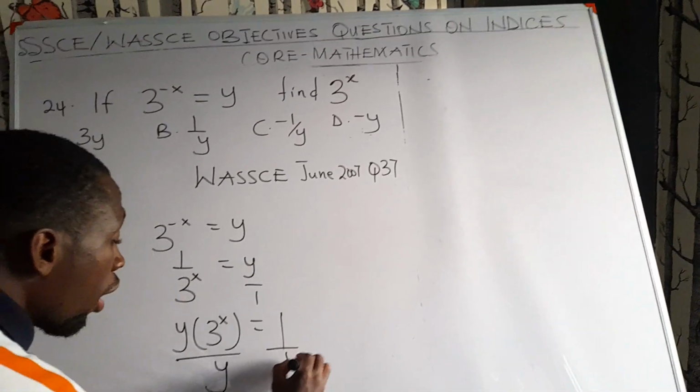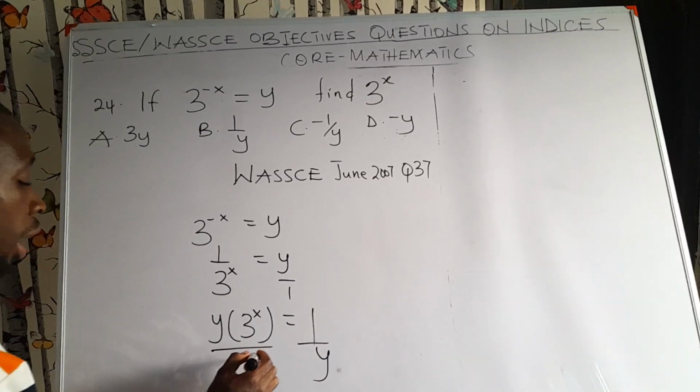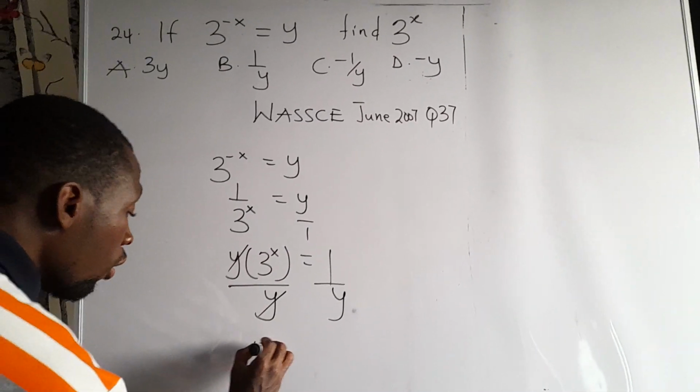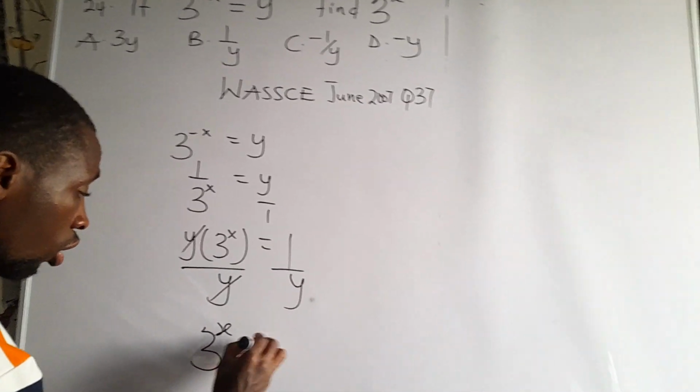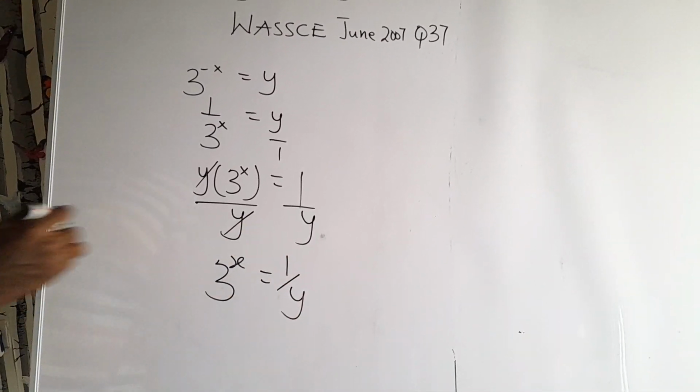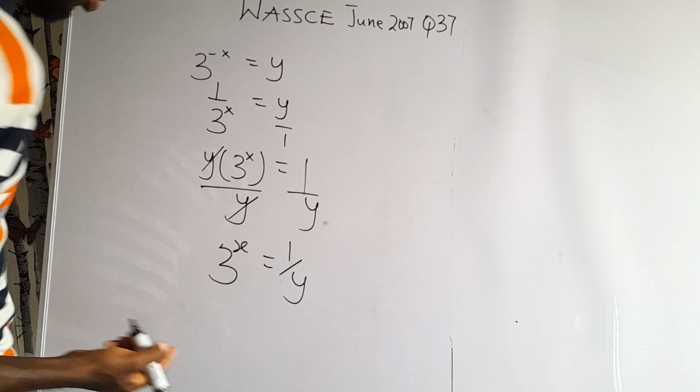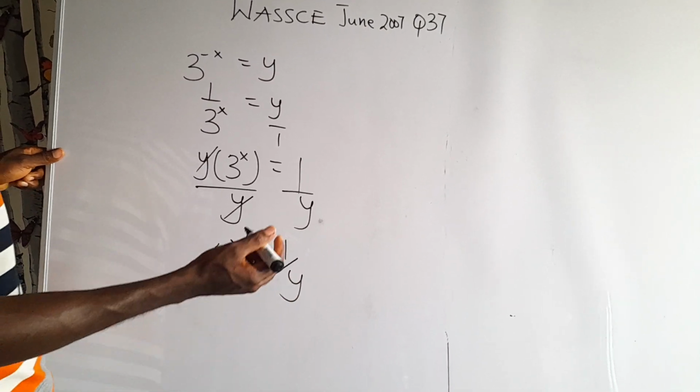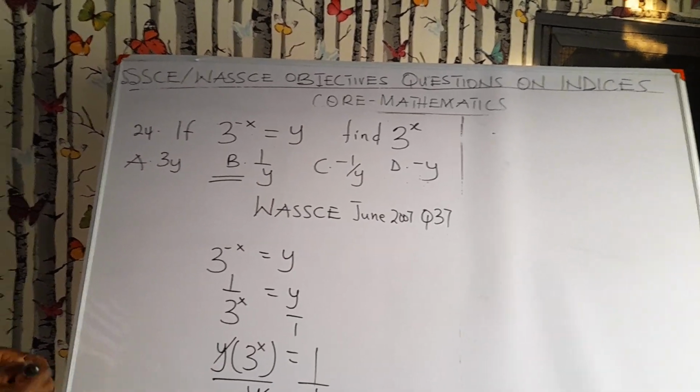Here by y, there by y, to make 3 exponent x the subject. So 3 exponent x will be equal to 1 over y. They say we should find the value of 3 exponent x. So the value of 3 exponent x is 1 over y. The correct answer then is B. I hope you had it correct.